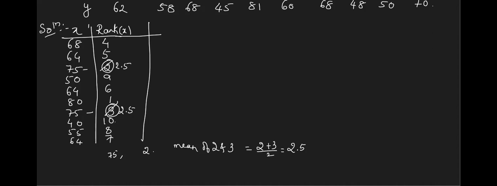Next, any other students who have got similar marks? 64. How many students? 3 students have got 64. So what are their ranks? Their ranks are 5, 6 and 7. Am I right? Yes, ma'am.